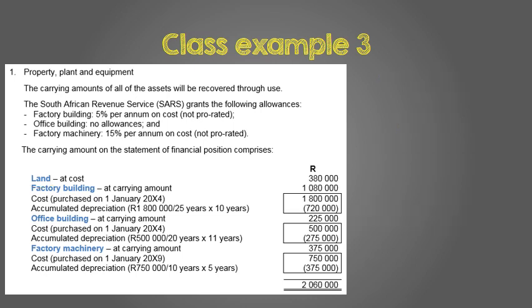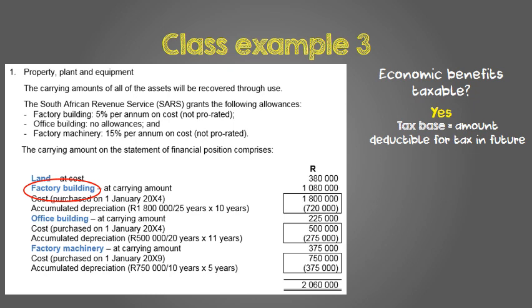The next asset that forms part of property, plant and equipment is the factory building. Now again, before we can decide what the tax base of an asset is, we have to ask ourselves whether the economic benefits will be taxable. And the answer to this question again is yes, because we are going to use this factory building to manufacture inventory that we are going to sell at a profit. So if the answer is yes, that means the tax base for this asset will be the amount that will be deductible for tax in future.